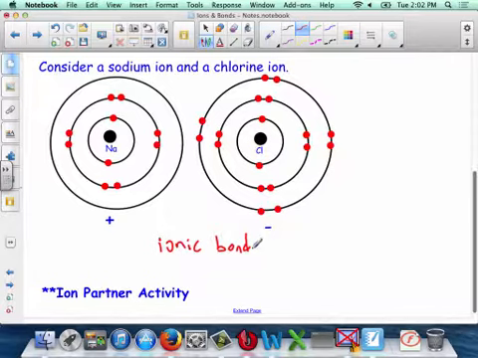An ionic bond occurs when an electron is transferred from one atom to the other, completely given away. We need to write that. An ionic bond is when an electron is being transferred.